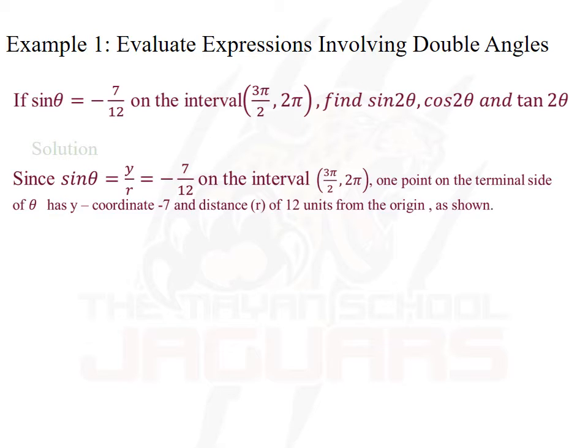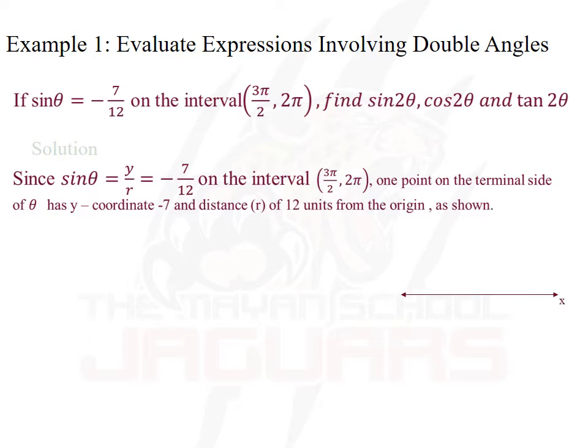By the basic definition, sine of theta equals y over r, opposite over hypotenuse. Sine of theta is given as negative 7 over 12 on the interval 3 pi halves to 2 pi. We have to determine one point on the terminal side of theta. This point has y coordinate negative 7 and a distance from the origin to the point of 12 units, as is going to be shown in the diagram that we're going to start making here.